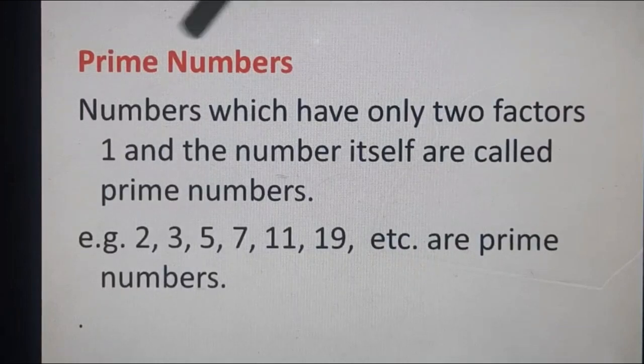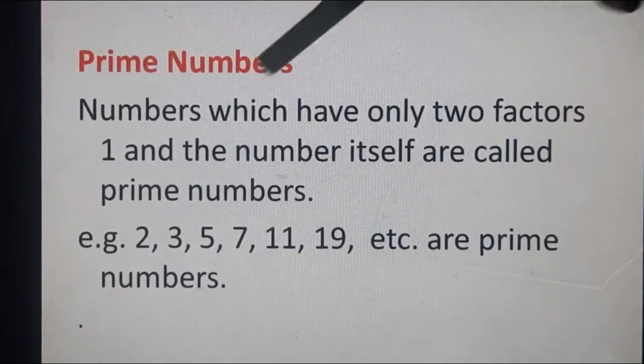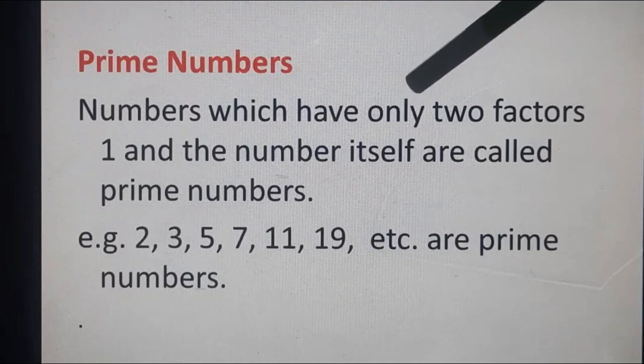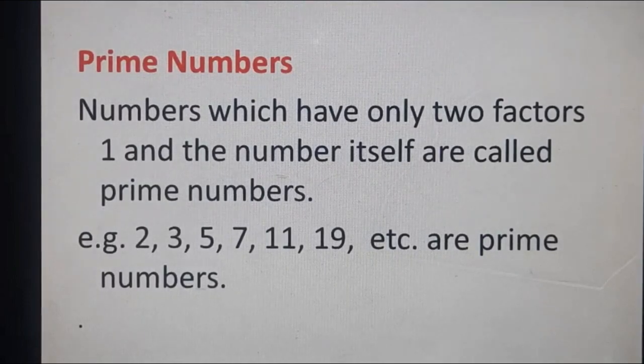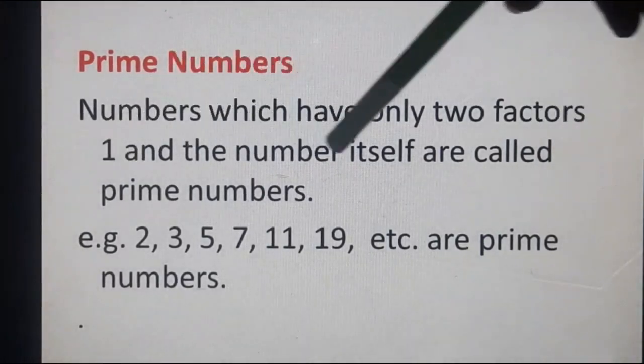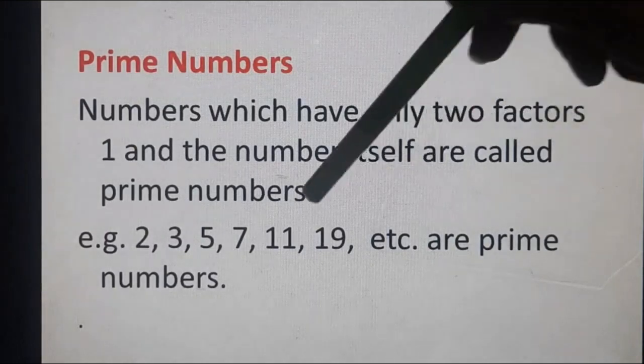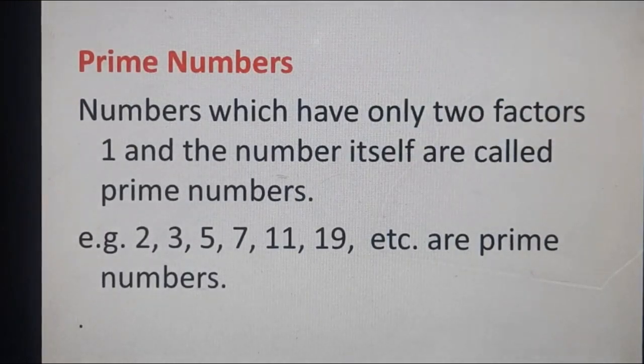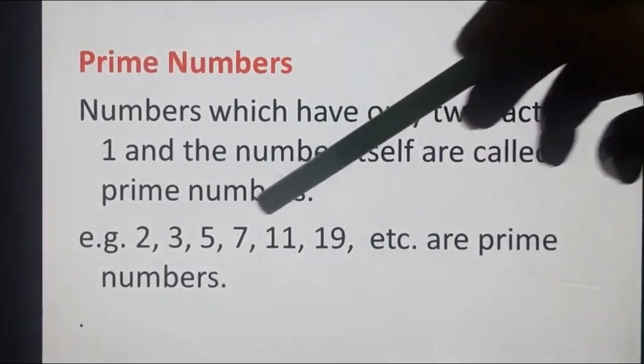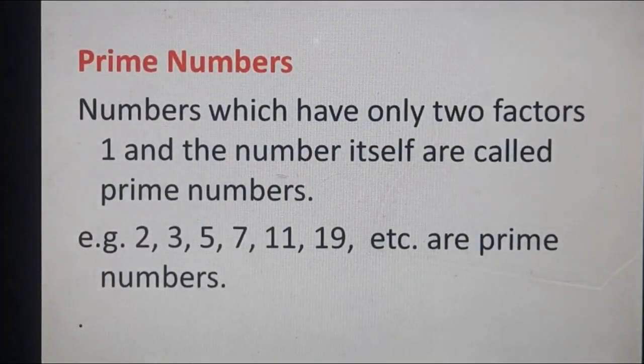Prime numbers. Numbers which have only two factors, 1 and the number itself, are called prime numbers. If any number has only two factors, the number itself and 1, so these are known as prime numbers. For example, 2, 3, 5, 7, 11, 19. These are prime numbers.